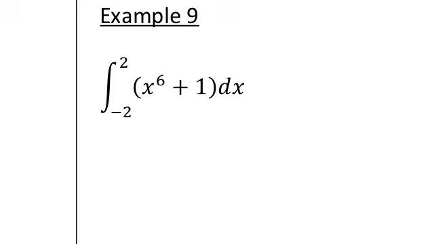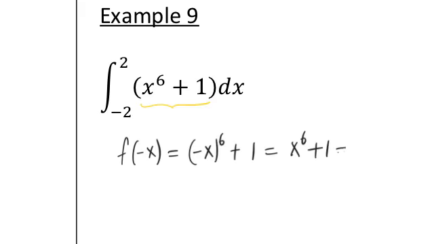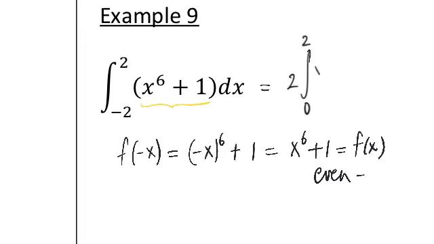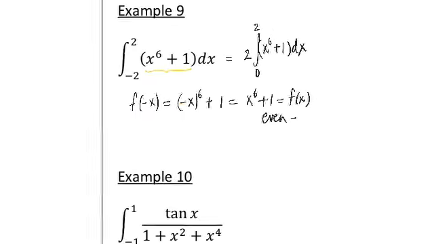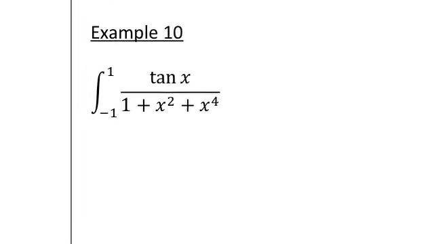This right here, x to the 6 plus 1, I believe is an even function. Let's check. F of negative x is equal to negative x to the 6 plus 1, which is the same as x to the 6 plus 1. So this is even. So I can do this integral by just saying this is equal to 2 times the integral from 0 to 2 of x to the 6 plus 1 dx. And I'm not going to finish it out because the point is just to show you that.